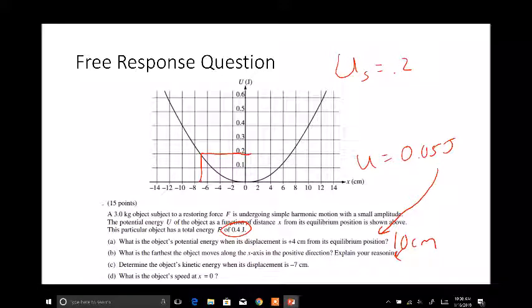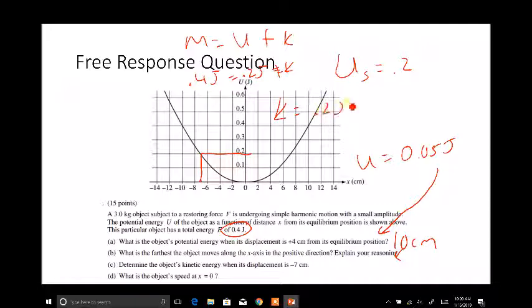Remember that mechanical energy is potential plus kinetic. We had 0.4 joules of mechanical energy. At -7, 0.2 or so of those joules is potential, which means the rest has to be kinetic. So we're saying at -7, we've got about 0.2 joules of kinetic energy. And that's our answer on C, 0.2 joules.